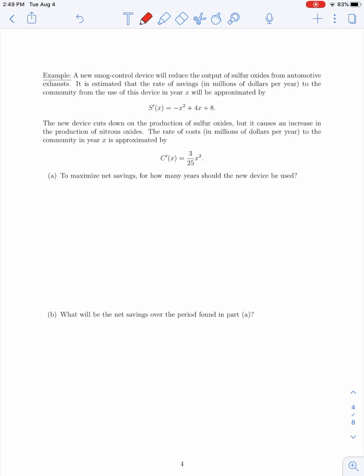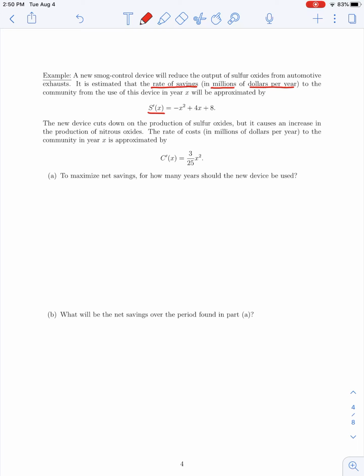So here we're told that the rate of savings, measured in millions of dollars per year, is given by this derivative of the savings function, S prime of x. So the total savings, as we saw in our first couple of examples, would be the integral of this rate function over some x interval.